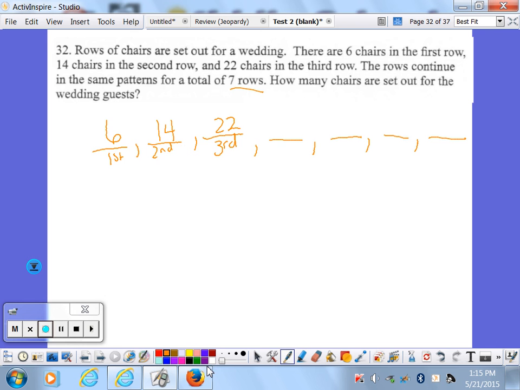So it's up to you to figure out what is the pattern. How are we getting from 6 to 14 and 14 to 22? Notice that pattern. Find out how many people are in the 7th row. And then the question asks, how many chairs are set out for the wedding guests? So that implies that you need to find the total amount of chairs. Be sure to show your work so your scorer knows exactly how you're finding that amount. Go ahead.